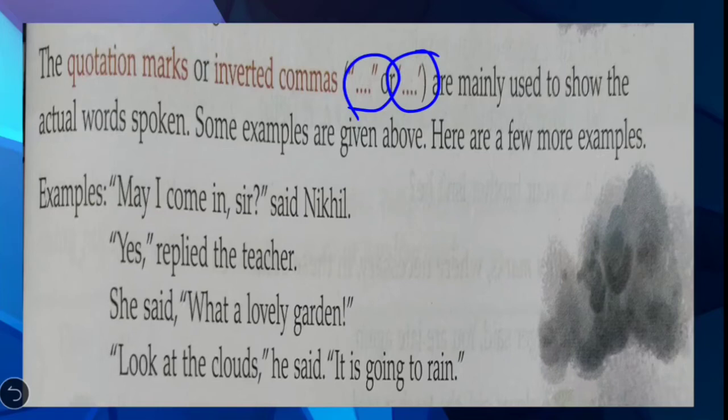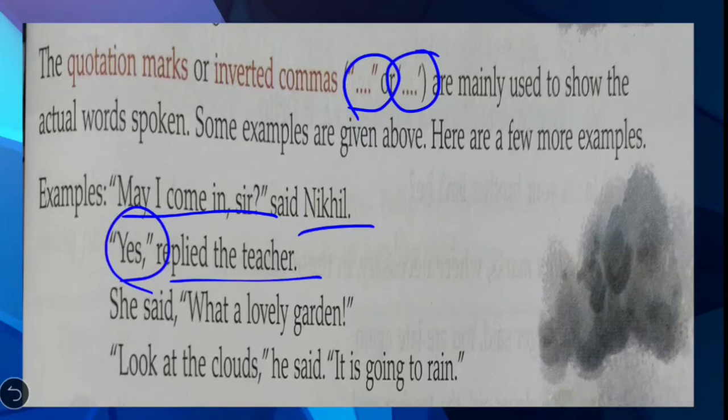For example, "May I come in, sir?" said Nikhil. Now Nikhil's exact words are "May I come in, sir." This comma, as we learned, we put when we use any person's name. So here is that comma, and the exact words we put in inverted commas, or you can say quotation marks. "Yes," replied the teacher. What's the exact word of the teacher? "Yes." And look here, before the inverted commas we have to put a comma, and then we put the words in inverted commas or quotation marks.